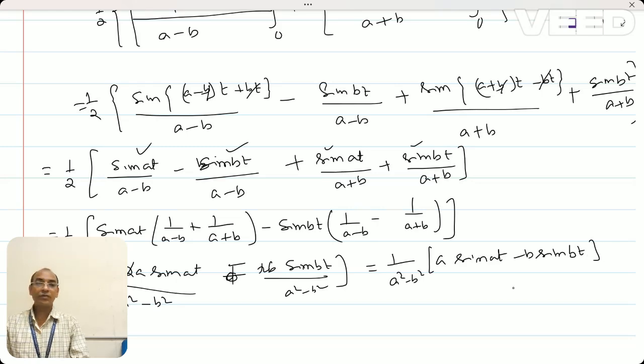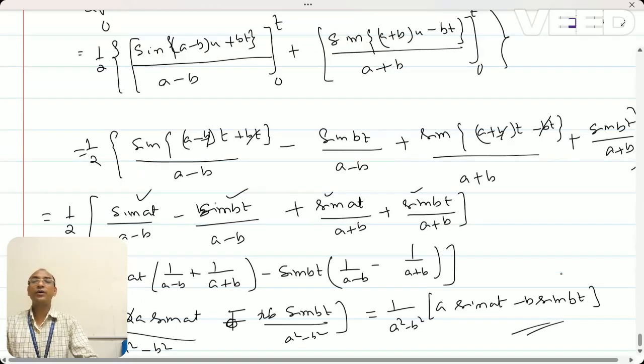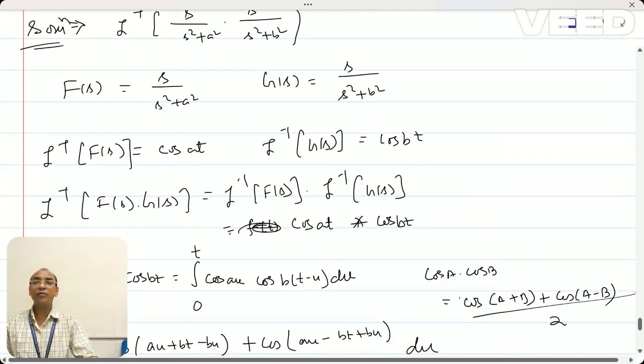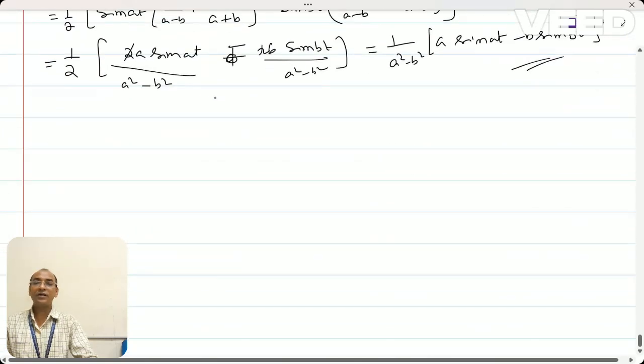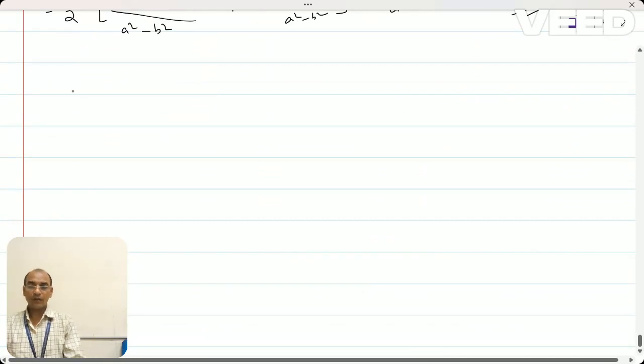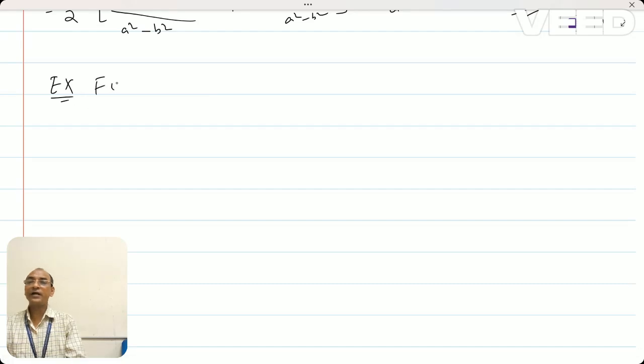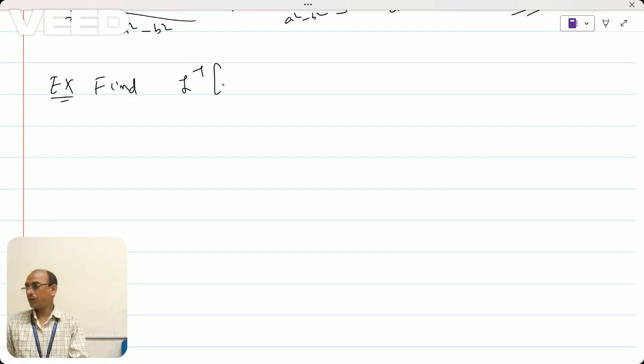Okay, so this will be the inverse of the given function using convolution. Now I will take another problem here. Say the next example is: find L inverse of s by (s square plus a square) whole square.